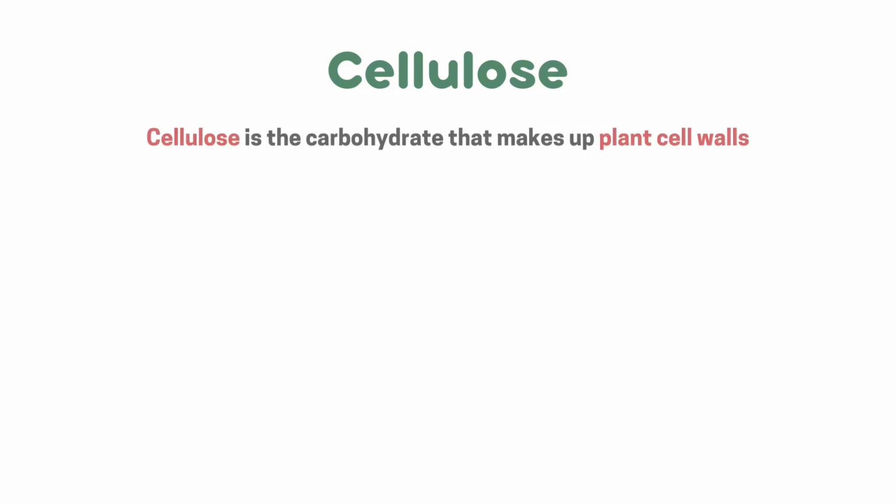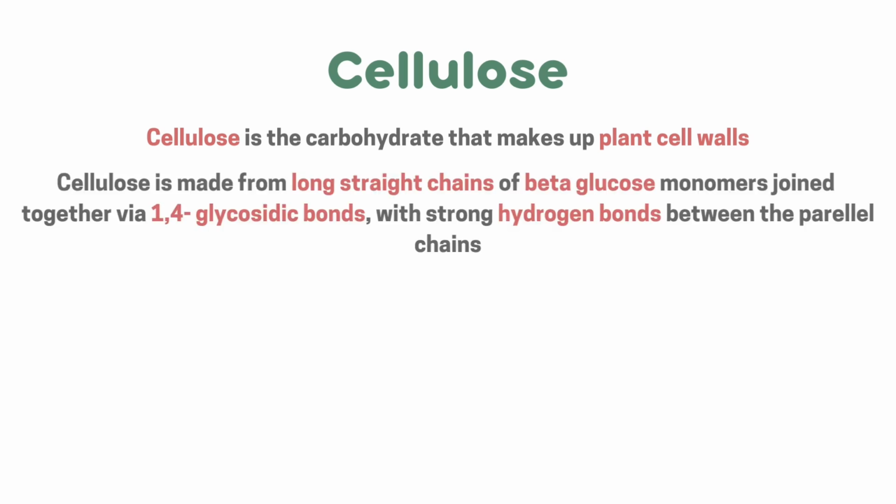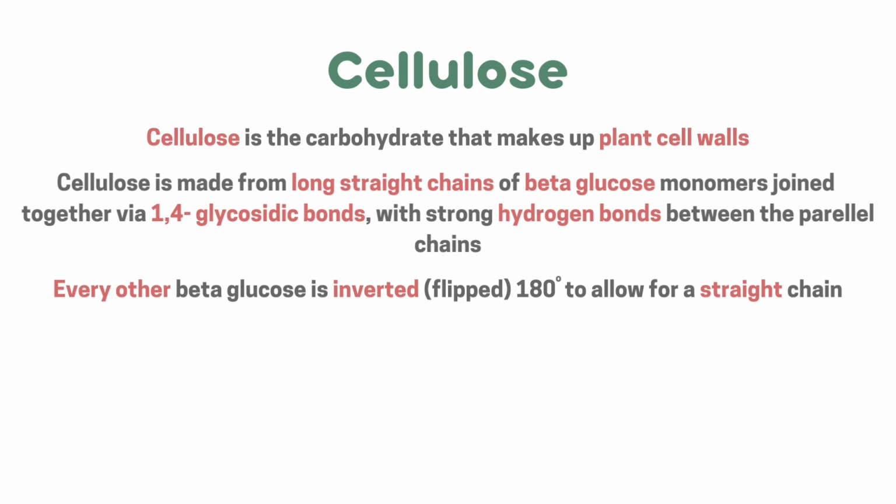Now lastly, we're going to look at cellulose. Cellulose is the carbohydrate that makes up plant cell walls. Cellulose is made from long straight chains of beta-glucose monomers joined together via 1,4 glycosidic bonds with strong hydrogen bonds between the parallel chains. Every other beta-glucose is inverted, which means flipped 180 degrees to allow for a straight chain. If not, it will be a folded chain.